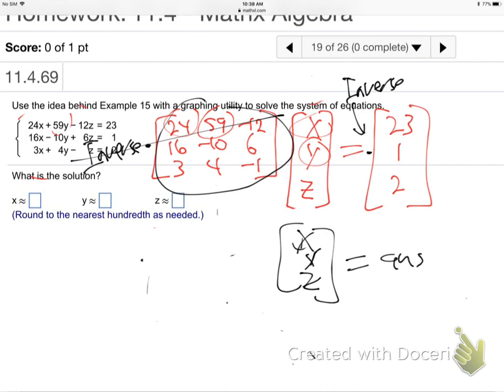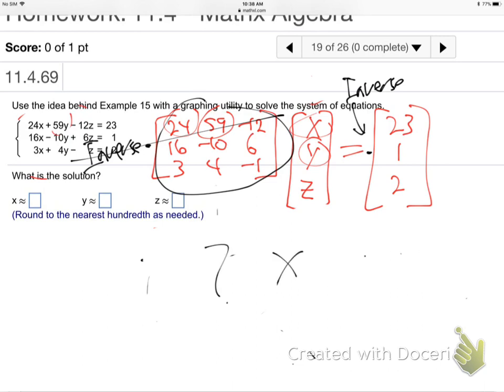It's just like solving a real number equation, except it's a matrix equation. Do you see that idea? Did I lose you there? Do you see what happened? Just like I had 7 times x equals 4.